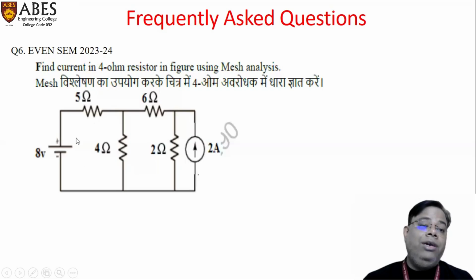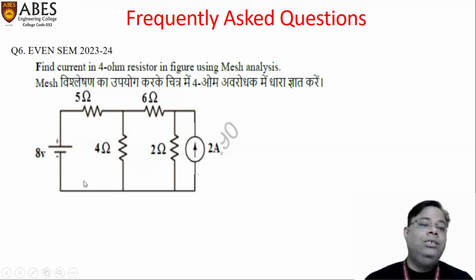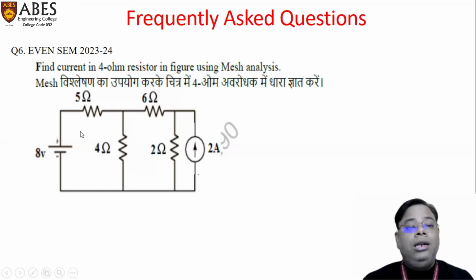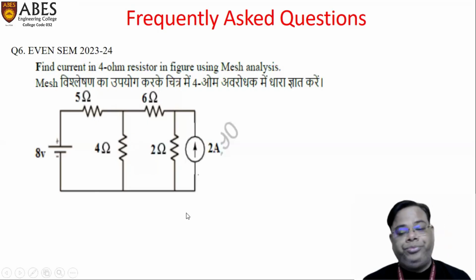After applying KVL for the first mesh and second mesh, we will find the values of the mesh currents. After that, the resultant current in the 4 ohm resistance would be equal to the current of the first mesh minus the current of the second mesh. This would be the final result.